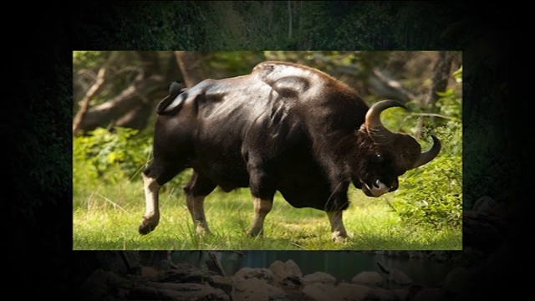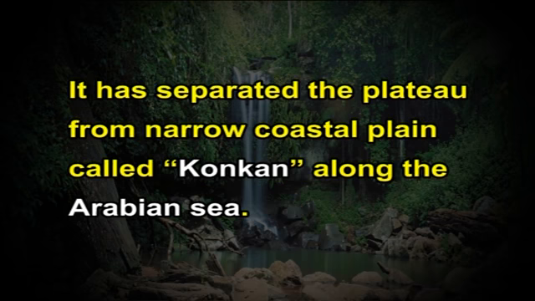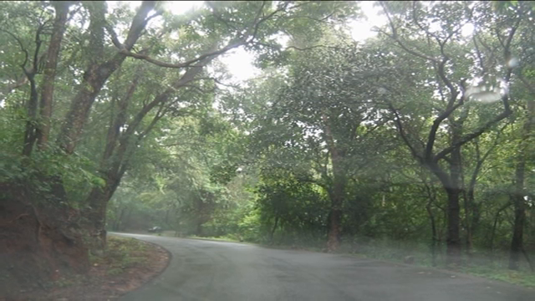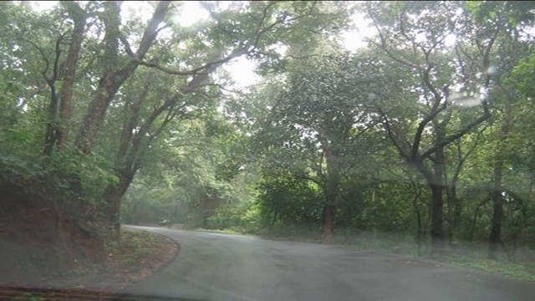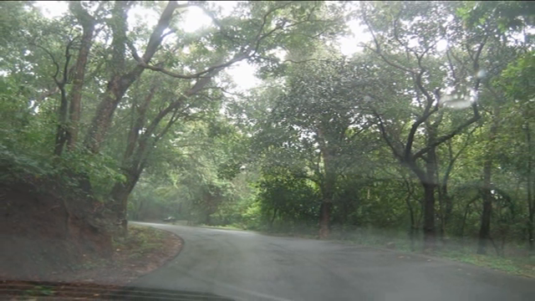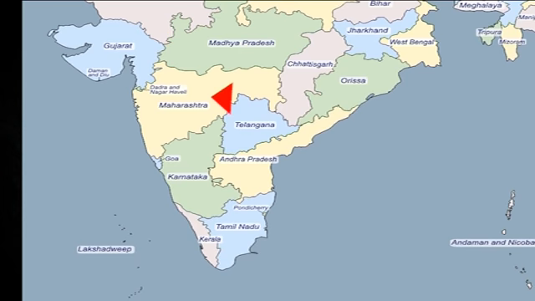It is known for its biodiversity. The Western Ghats run north to south along the western edge of the Deccan Plateau. It separates the plateau from the narrow coastal plain called Konkan along the Arabian Sea. The range starts near the border of Gujarat and Maharashtra, and it runs approximately 1600 kilometers through 6 Indian states, namely Gujarat, Maharashtra, Goa, Karnataka, Kerala and Tamil Nadu.